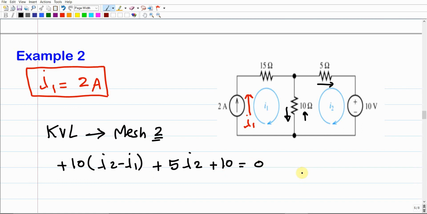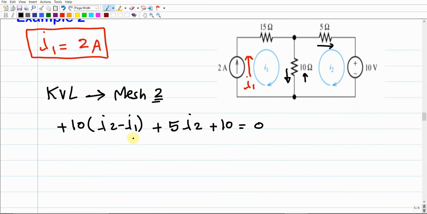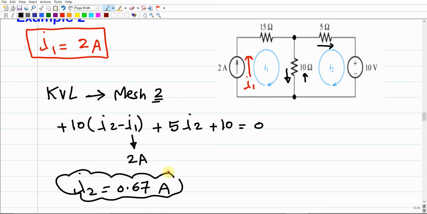So we're going to end up with just one equation and just one unknown, because you have to understand that I1 is already given by 2 amperes. So if you substitute it here and solve for I2, we're going to find I2 equals 0.67 ampere. This is the second mesh current, and this is the first mesh current.